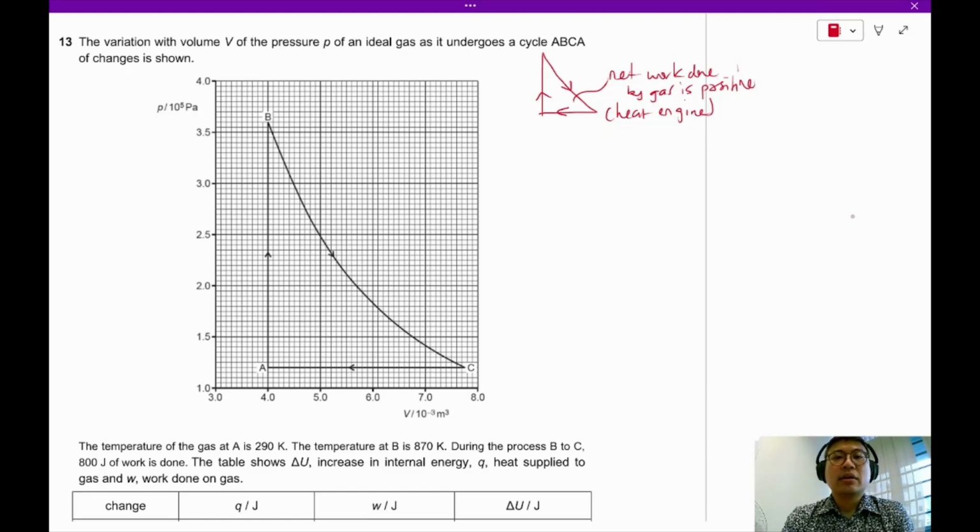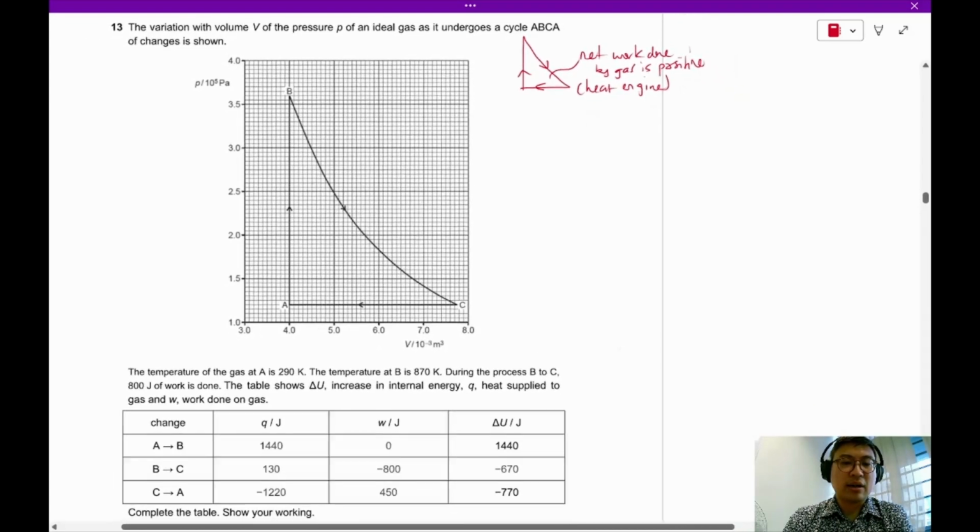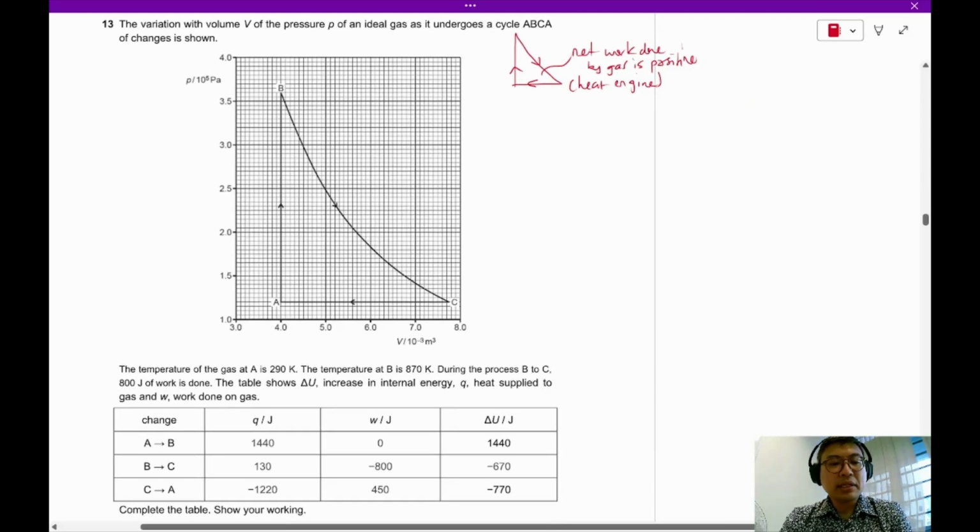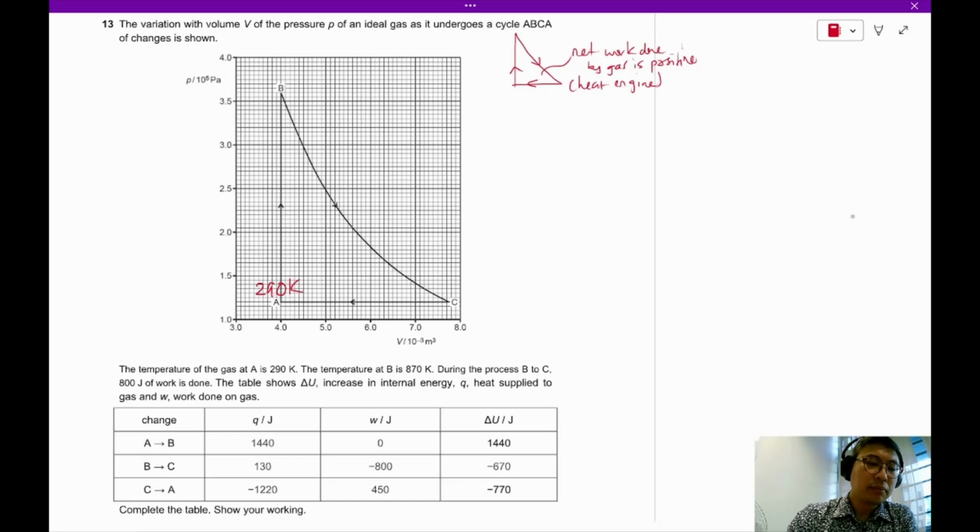Basically, this is an engine that takes in fuel and outputs work. Basically, any engine in a car or train does this. The temperature of the gas is 290 K, so let's fill it right in. The temperature at B is 870 Kelvin. During the process B to C, 800 joules of work is done. Okay, this work done is minus 800 joules, because we know that it's done by the gas, so it is negative.